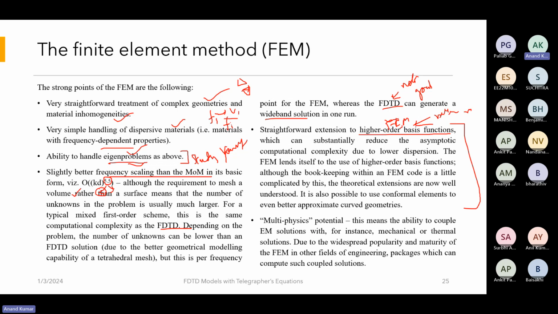Multiphysics potential, this means you can couple. So I think Sudeb asked how the FEM and MOM work together. So FEM can be incorporated with other techniques as well, which we call multiphysics potential. And since both the methods FEM and MOM are very popular, there are different packages available. So I'll come back to Sudhir's question in the next class. I'll see how it is implemented.